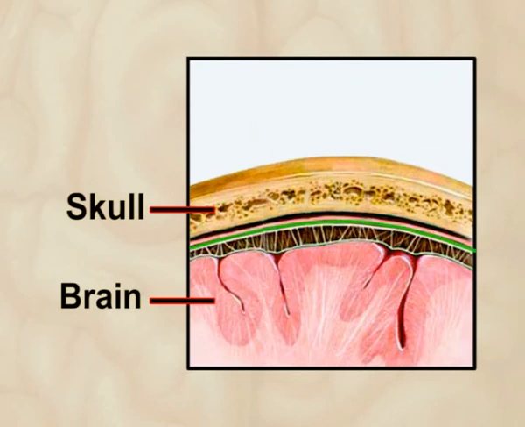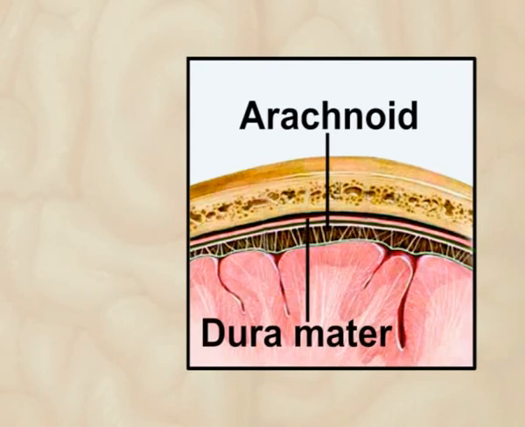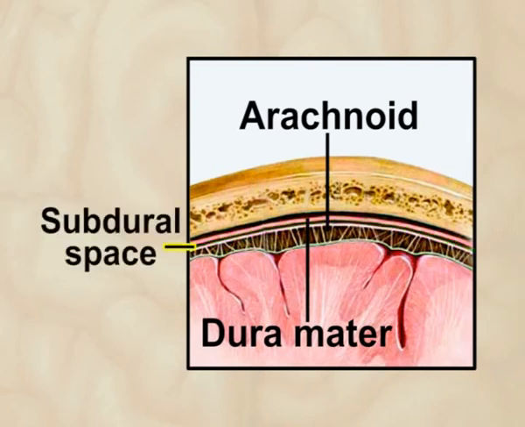A very narrow space also lies between the dura mater and the arachnoid membrane. It is called the subdural space. It also contains some fluid.